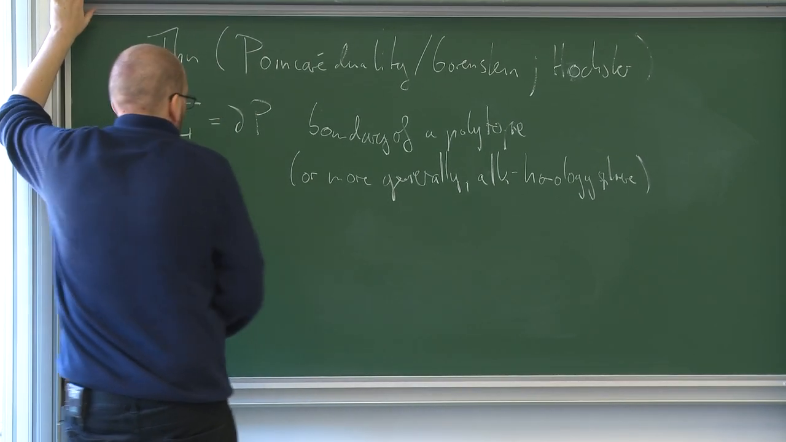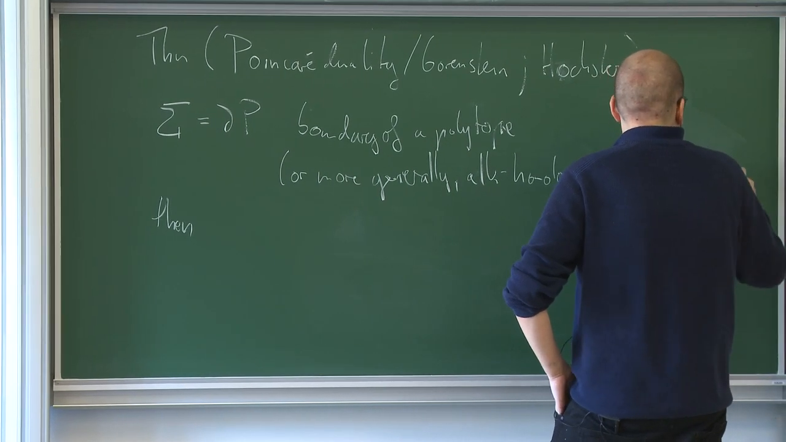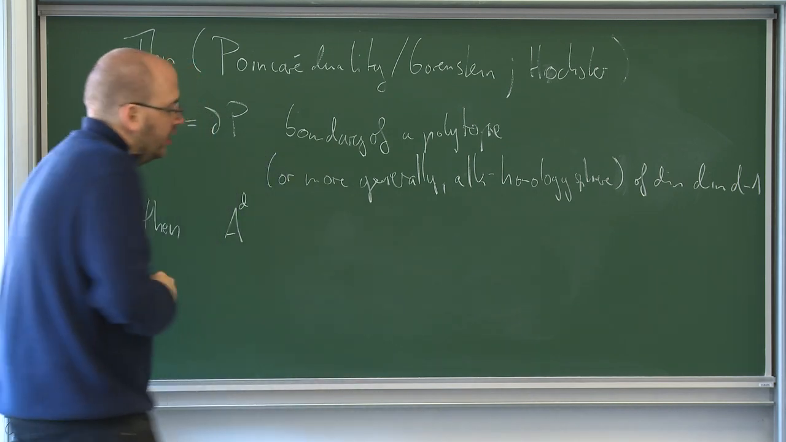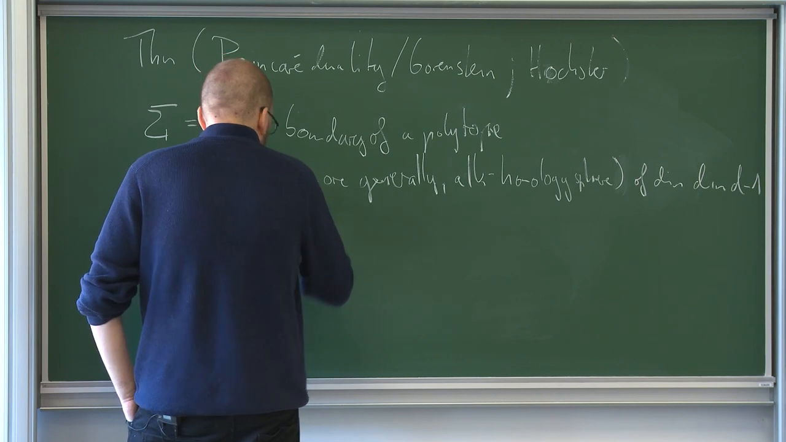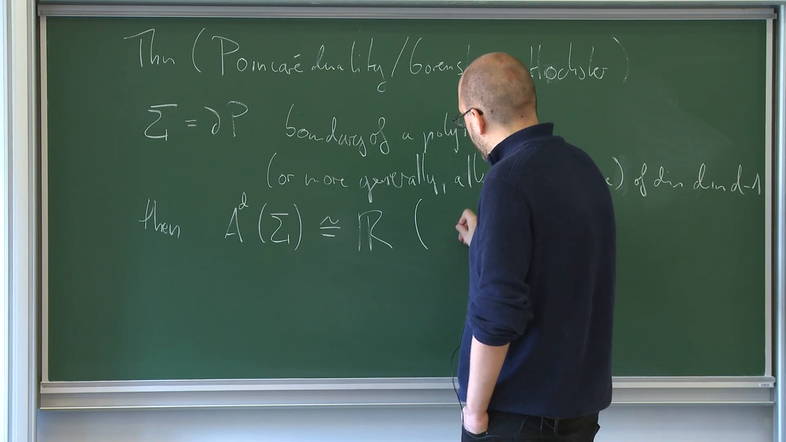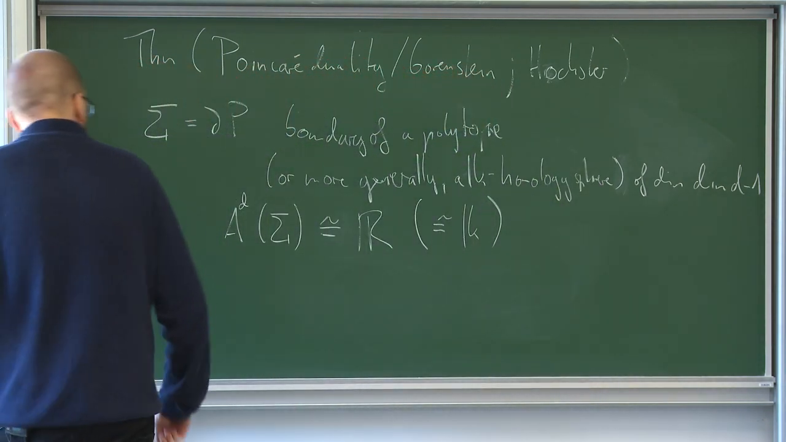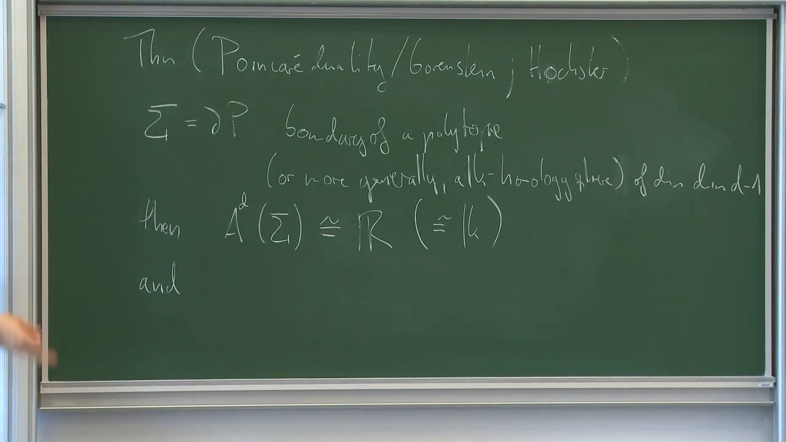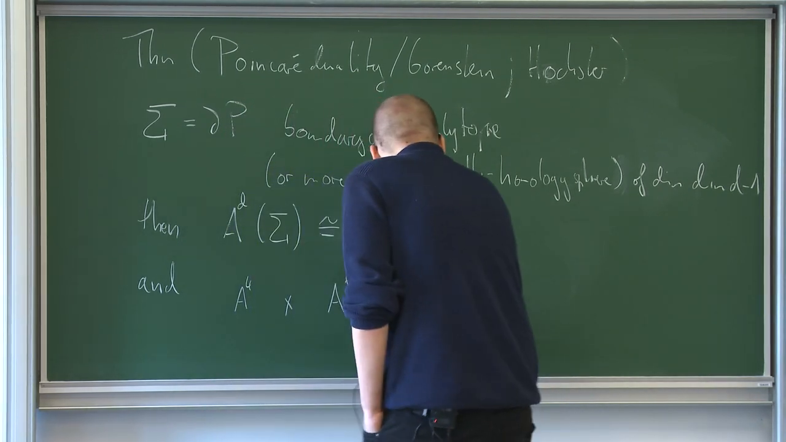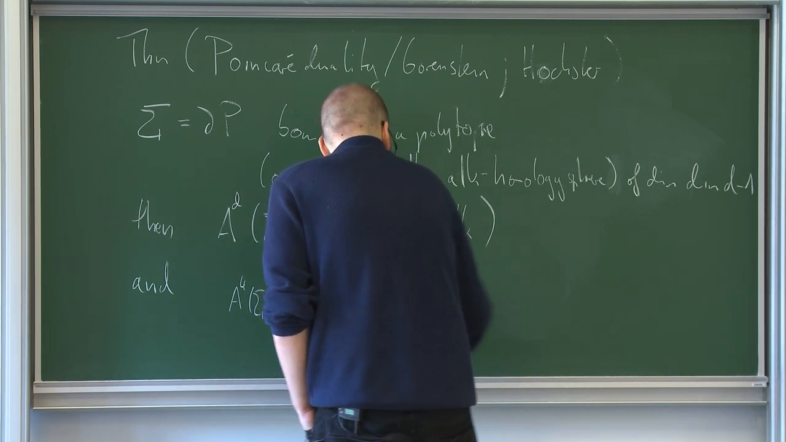Then, of dimension d minus 1, the degree d component of this ring is isomorphic to k. Well, in the boundary of polytope case, I don't have much choice. But in the more general case, I can just look at this over a field, and I can write k here. Right, what I can do now is write down a pairing between degree k and degree d minus k. This goes to degree d, and this pairing is perfect.